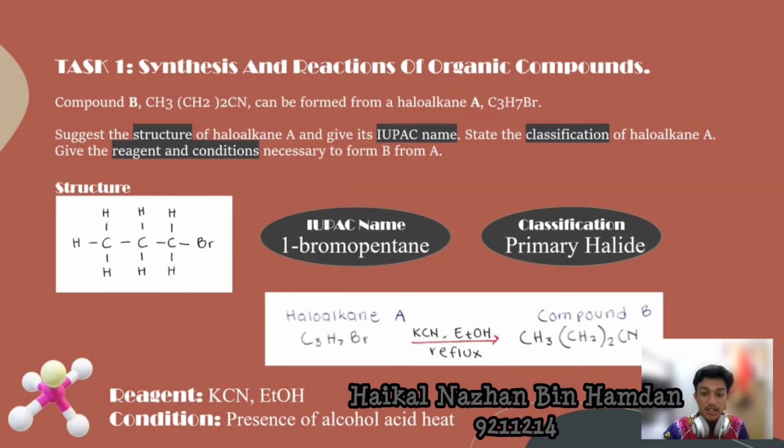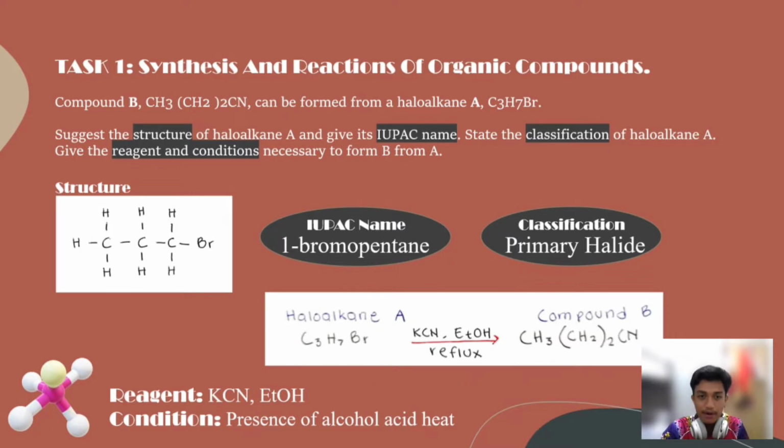Okay, task 1. Synthesis and reactions of organic compound. Compound B, CH3CH2CH2CN, can be formed from a haloalkane A, C3H7Br. Suggest the structure of haloalkane A and give its IUPAC name. State the classification of haloalkane A and give the reagent and condition necessary to form B from A.